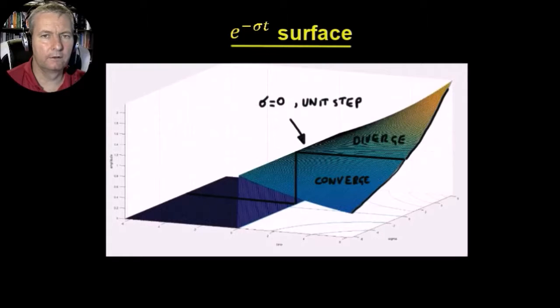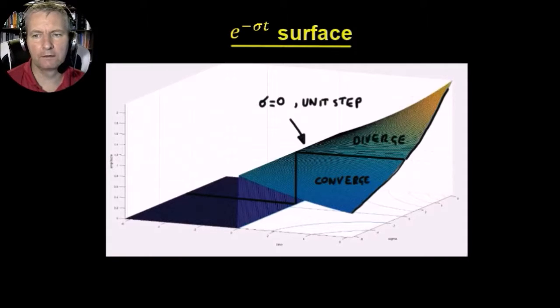So finally, let's have a little look at this e to the minus sigma t surface. So we've got t along this axis here, and the sigma is up this axis. So if we were to make the value for sigma equal to 0, then we would just have e to the 0, which is just 1, and this would give us this central black line here. So it would just be a little step function there of height 1.